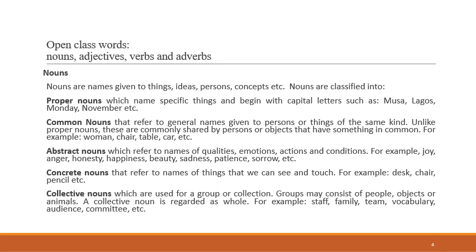Staff refers to people working in the same organization. Family is made up of different individuals. Team is made up of different players. Vocabulary is made up of different words. Audience is made up of different spectators, listeners, and committee is made up of different members. That's what we simply refer to as collective nouns.